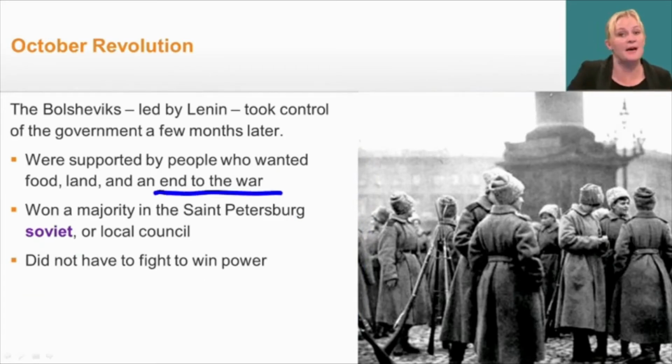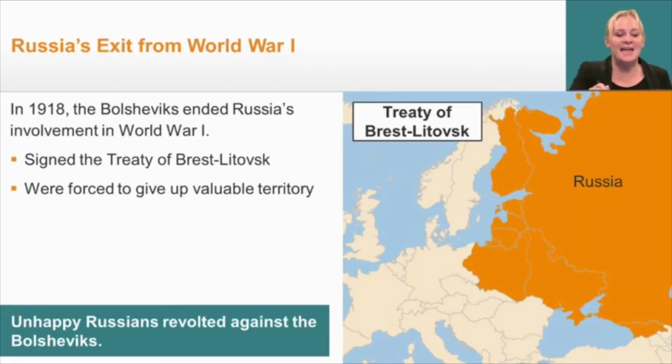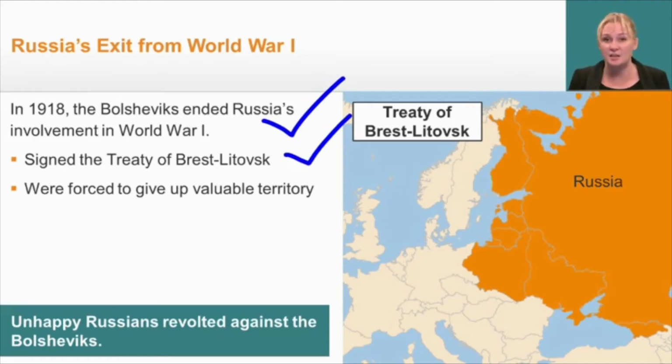Now, what were the Bolsheviks able to actually make good on? Well, they did bring about an end to the war. In 1918, the Bolsheviks ended Russia's involvement in World War I. They did this by signing the Treaty of Brest-Litovsk, and they were forced to give up valuable territory.